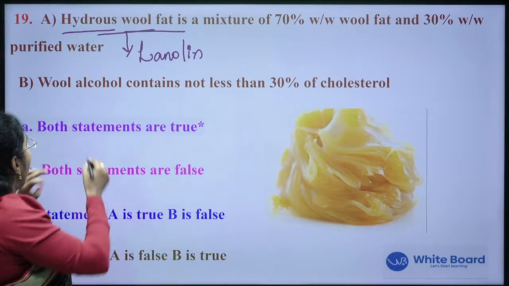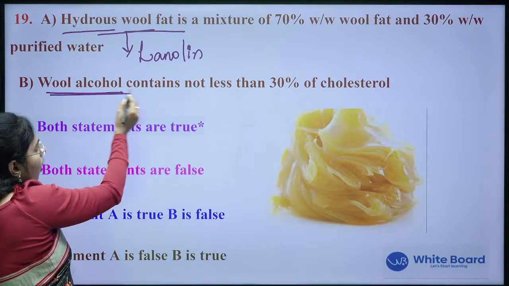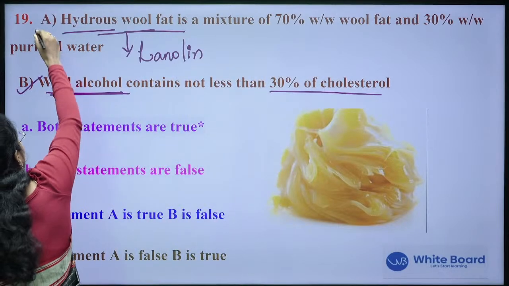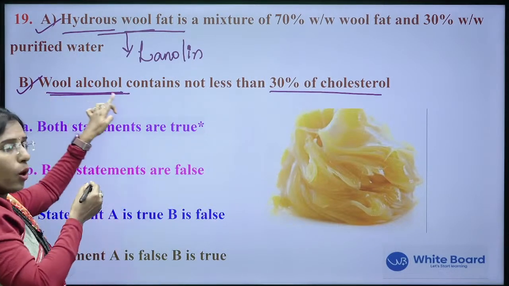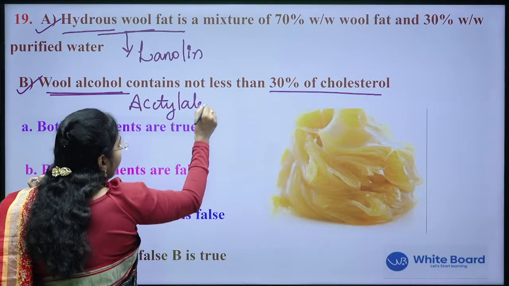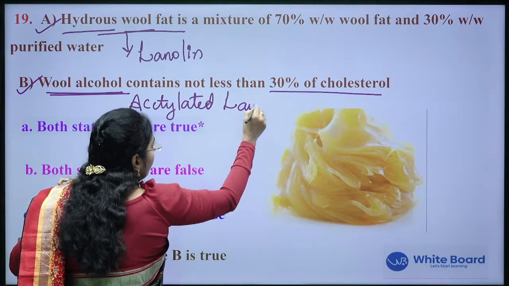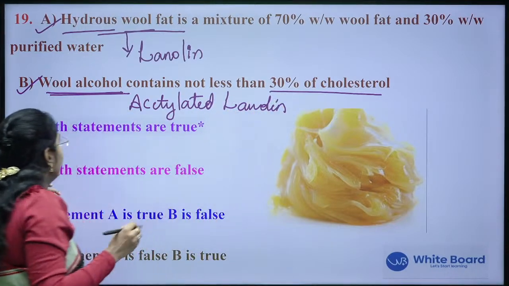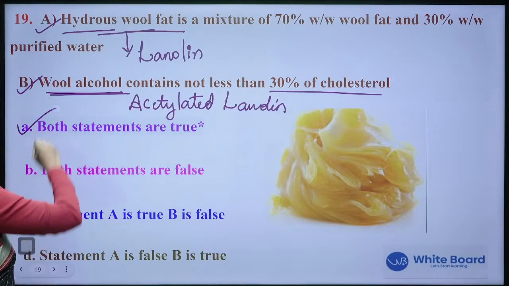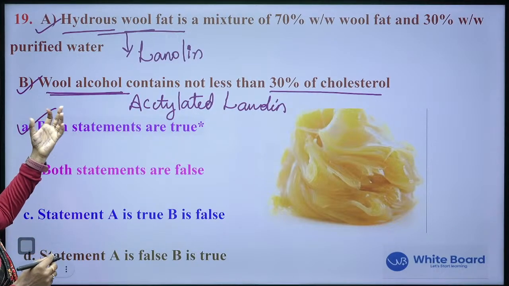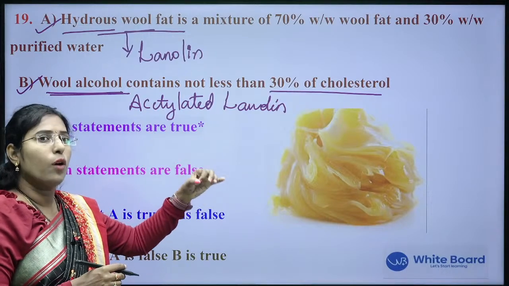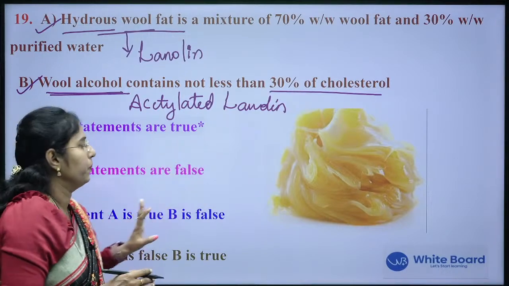Right. Next, wool alcohol contains not less than 30% of cholesterol. So, this is also a correct one. The wool alcohol is known as acetylated lanolin. So, the correct answer is both the statements are true. This is a waxy layer, a wax which is obtained from the skin of the wool of the sheep.